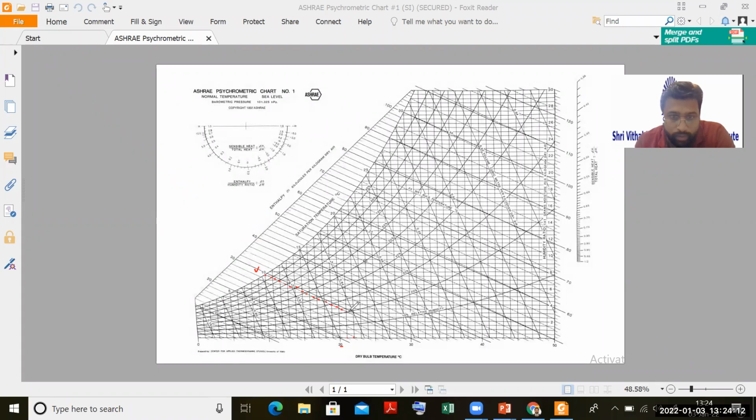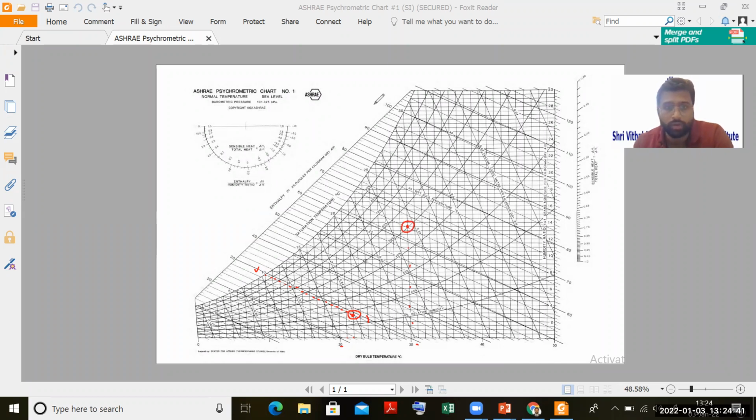Then I have to intersect this with the 22 degrees Celsius dbt line. So this will be my 0.1. Okay, it is correct. Next point is 30 degrees Celsius dbt and 50% RH. So here I have to go in vertical direction, 30 and 50% RH. Here will be my 0.2.